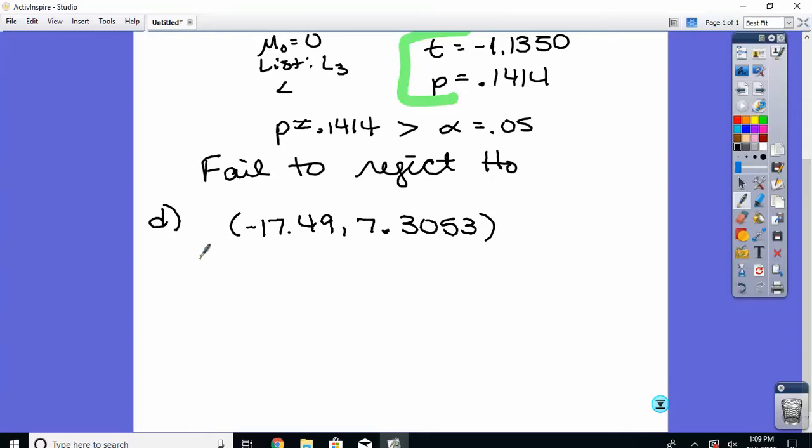So the interpretation, couple ways. You could say because our 0 falls in this interval, that means we would fail to reject the null. You could also say this means we are 98% confident that the difference in the means is between negative 17.49 and 7.3053. And again, since that includes 0, we fail to reject. For the sake of time, because I don't have a lot, I'm not writing that sentence, but you guys can and will be expected to on the test or quiz.